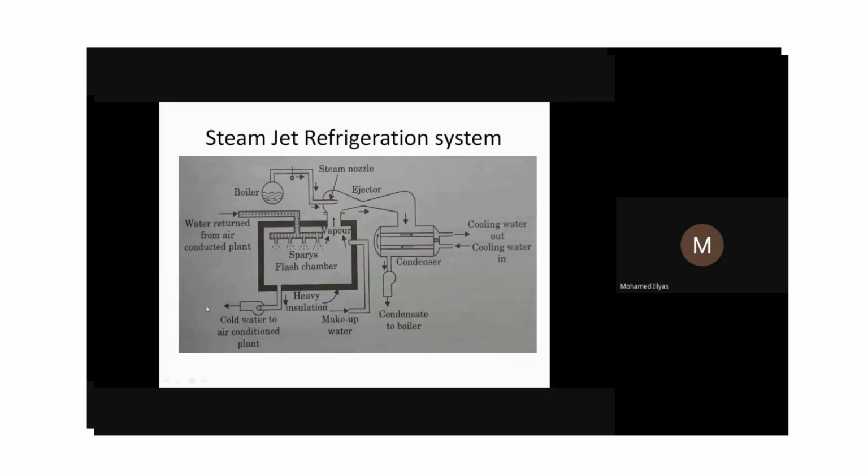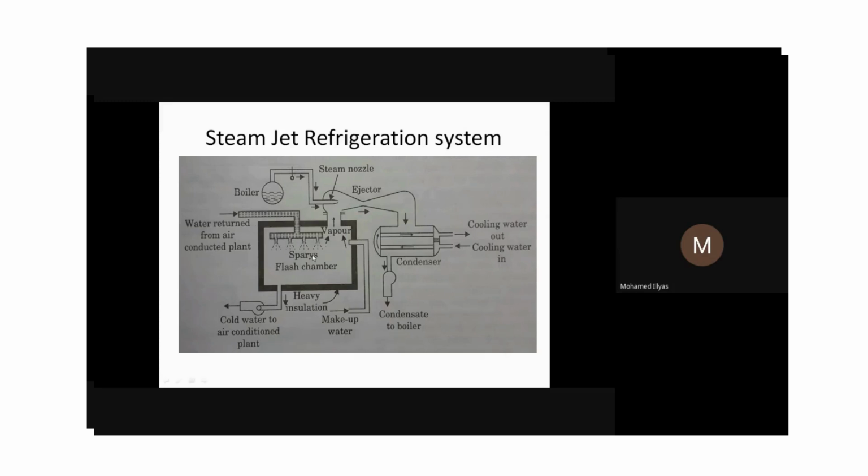Then there are two types of refrigeration systems available. Normally we use a vapor compression refrigeration system. Another one is the vapor absorption refrigeration system. You may already have some idea about this. Anyway, we are going to see in more detail about the vapor compression and vapor absorption systems here.